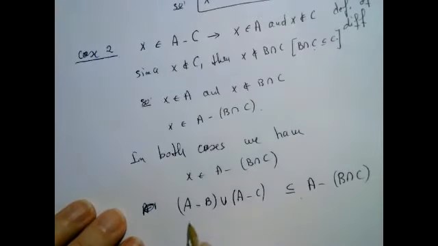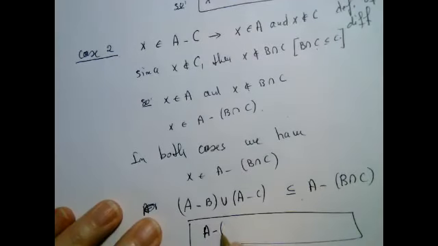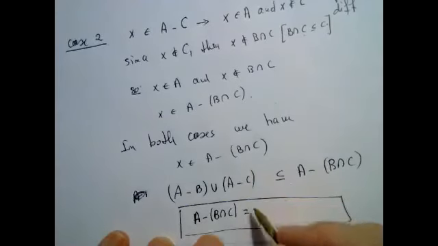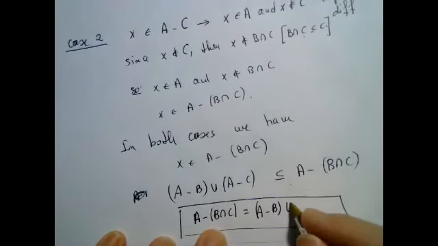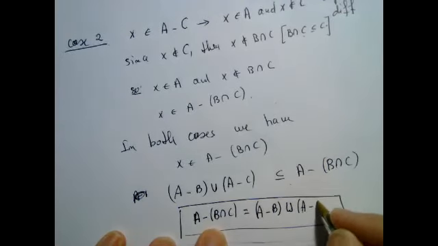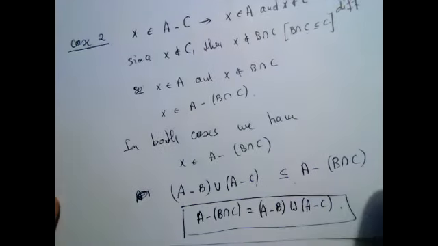minus B union A minus C is a subset of A minus B intersect C. And now we have the equality. Actually, if you analyze it a little bit, it makes sense: A minus B, this intersection turned into the union of A minus C. And that's the element-wise proof. It means term by term, element by element, we try to show that. Okay. All right, let's do some more practice problems.